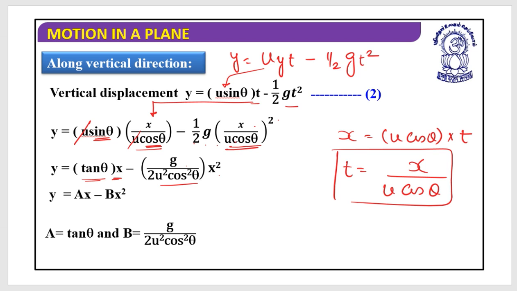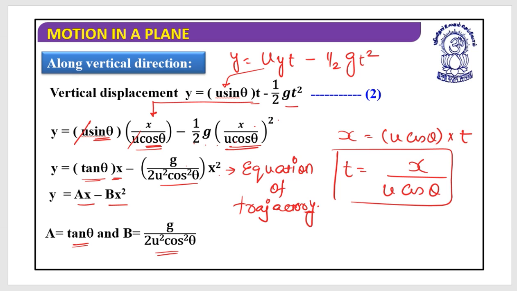So if I simply write this, it can be written as y is equal to ax minus bx square. This is y is equal to ax minus bx square, and that a can be represented as tan theta and b can be represented as g divided by 2 u square cos square theta. Now this is also called the equation of trajectory.